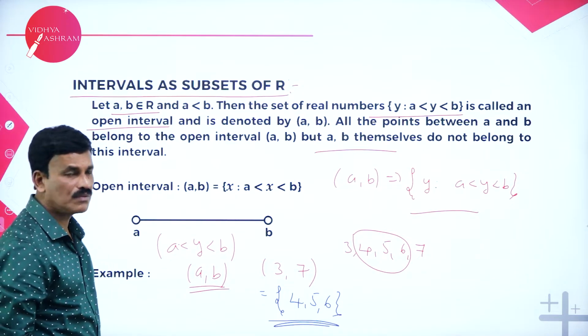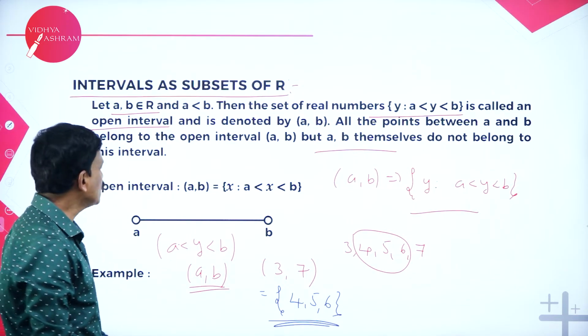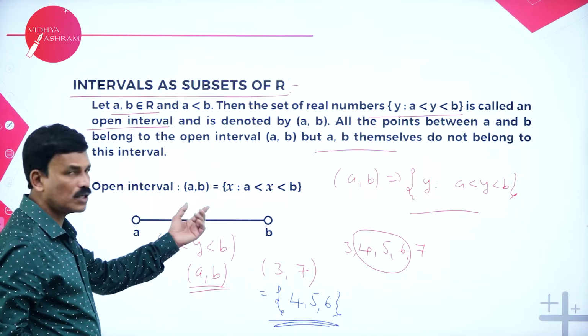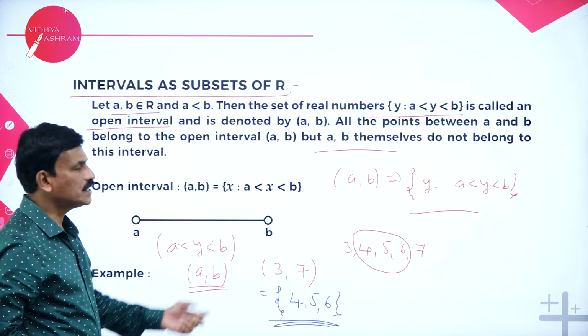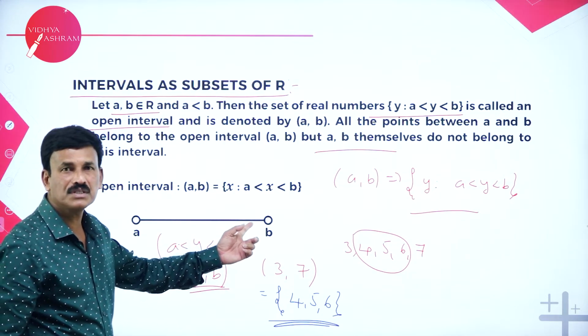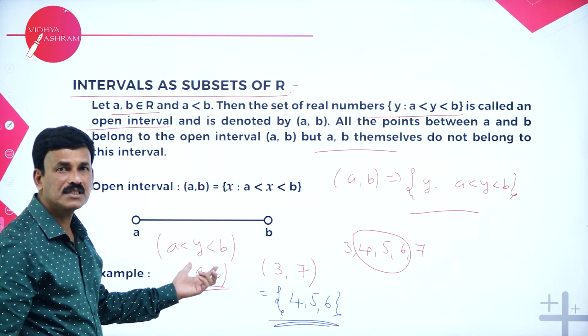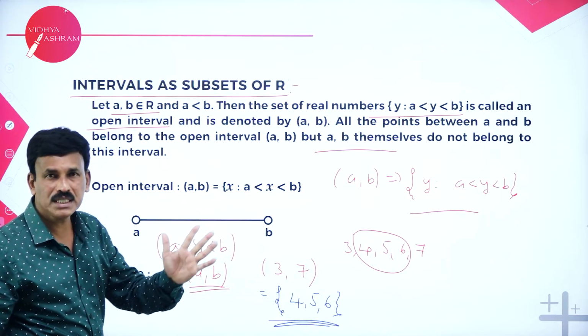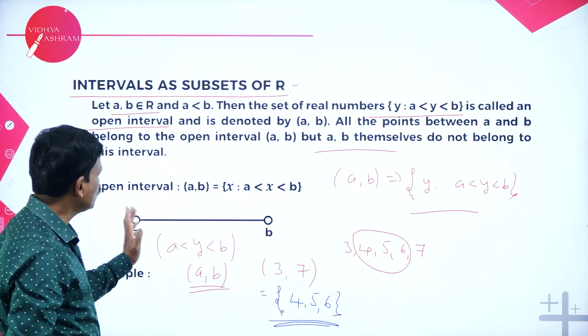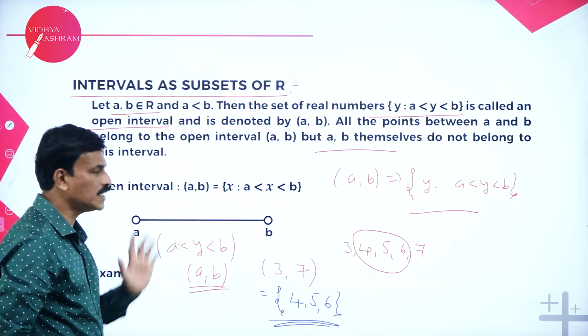This is an example for an open interval. In general, the open interval is denoted as (a, b), with small brackets, such that x satisfies a < x < b. That means all the values of x which lie between a and b come under the open interval, excluding a and b. So this is the symbolic representation of an open interval which lies between a and b.